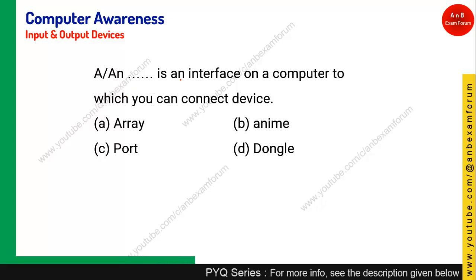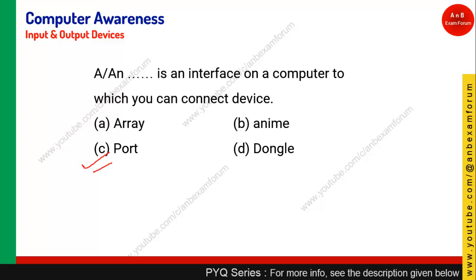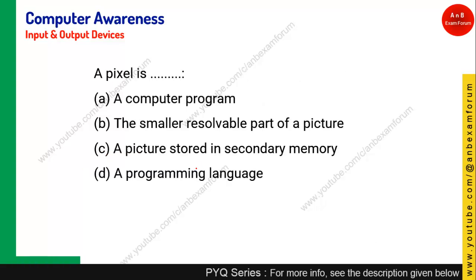Coming to the next question, a or an dash is the interface to computer to which you connect the device. Okay, this is a good one. Let's see who can give the answer. Yes, dongle is also an interface, but for this particular question, option C, port. So you have seen the USB port, like the keyboard port. All those are interfaces which are used to connect the device. So port is the correct answer for this question.